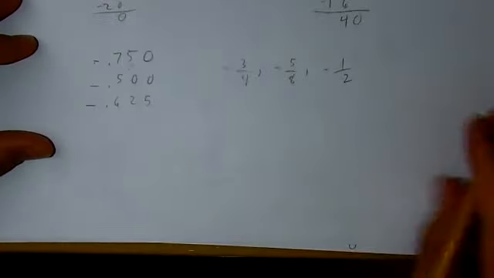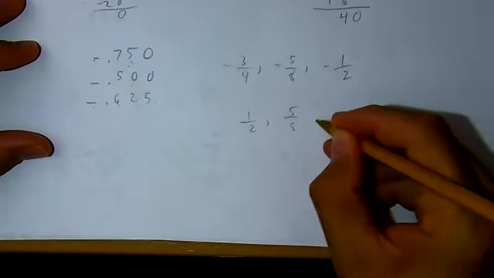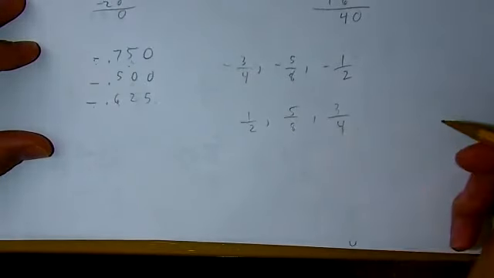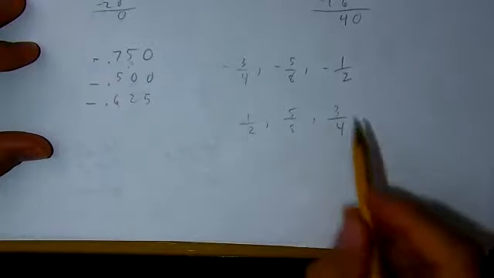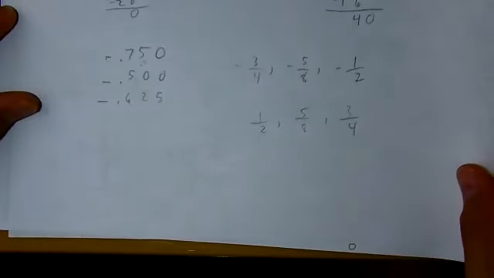If they were positive, it would be 1/2, 5/8, and 3/4. So that would be least to greatest. But since they're negative, you just flip-flop everything. Okay.